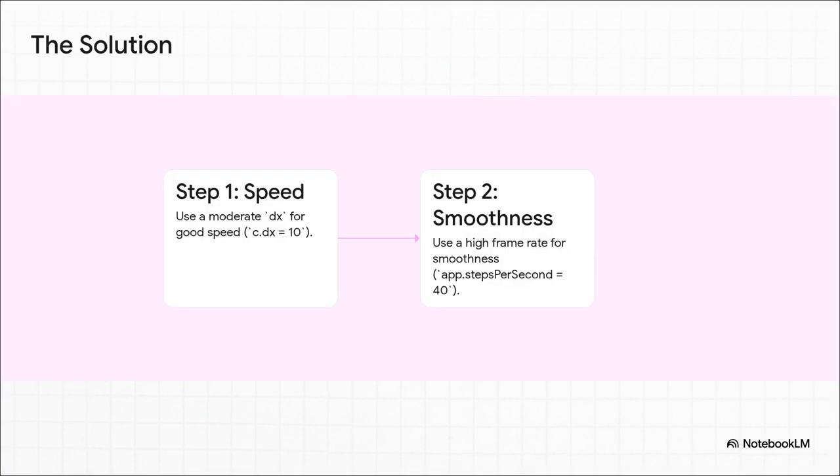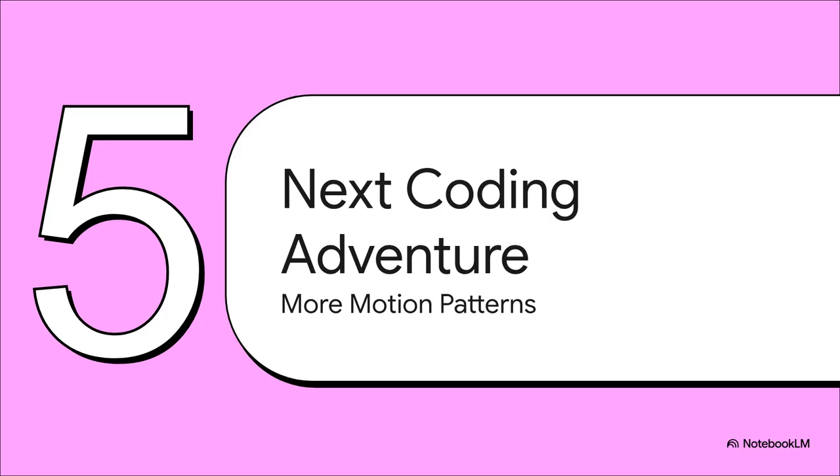It's all about finding that perfect balance. First, we pick a moderate dx value. Not too big, not too small, to get a good speed. Then, we crank up the frame rate, or in this code, app.stepsPerSecond. This just tells the program to update everything more often. And the result? We get reasonably sized steps happening very, very frequently, which gives us motion that's both fast and smooth. It's the best of both worlds. These basic building blocks, thinking about speed, control, boundaries, and smoothness, they are the foundation for literally everything in animation.